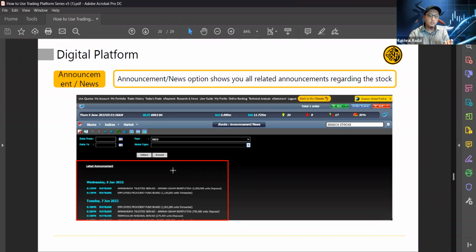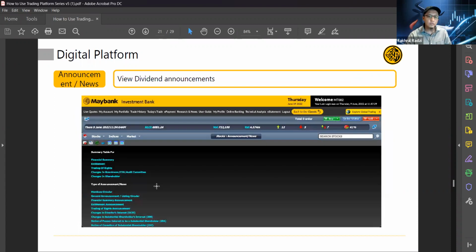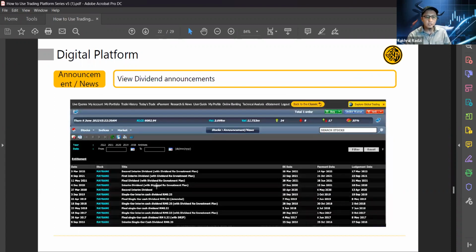Besides dividend and right issue, also share consolidation, bonus issue, share split. So you need to know before the X date. Before the X date of the entitlement. Okay. This is one of the entitlement.